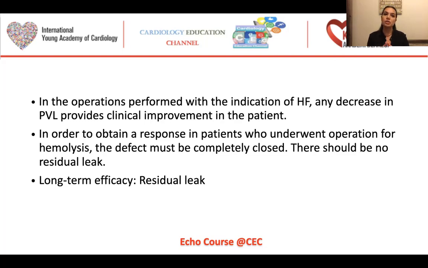If we just close a portion and decrease the size of the defect, the turbulence of the flow increases. So the increased turbulence causes increased mechanical trauma, which causes increased hemolytic anemia. So there should be no residual leak for the patient who went to the procedure due to hemolytic anemia. And also, the long-term efficacy depends on the residual leakage.